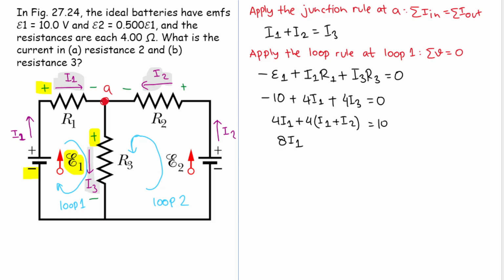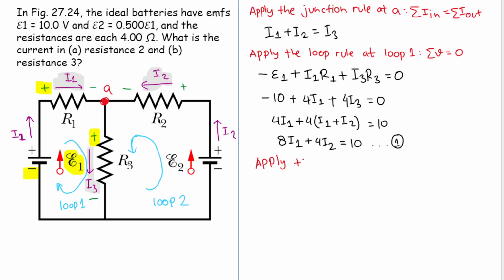And then we distribute that 4. So I will have plus 4I2. Okay, and all of that will equal to 10. Good. I think nothing that we can do from this loop. Let's save this as equation number 1. Okay, good. And now let's apply another loop rule, but this time at loop 2.